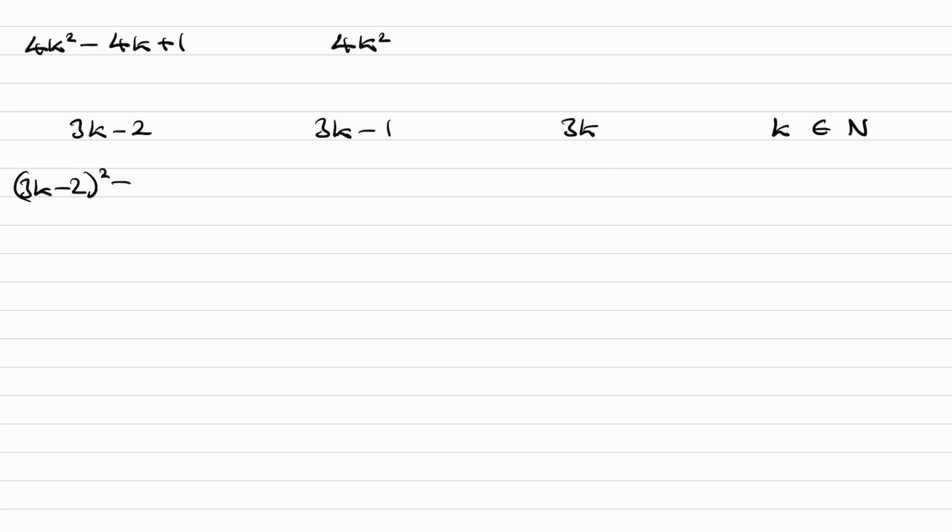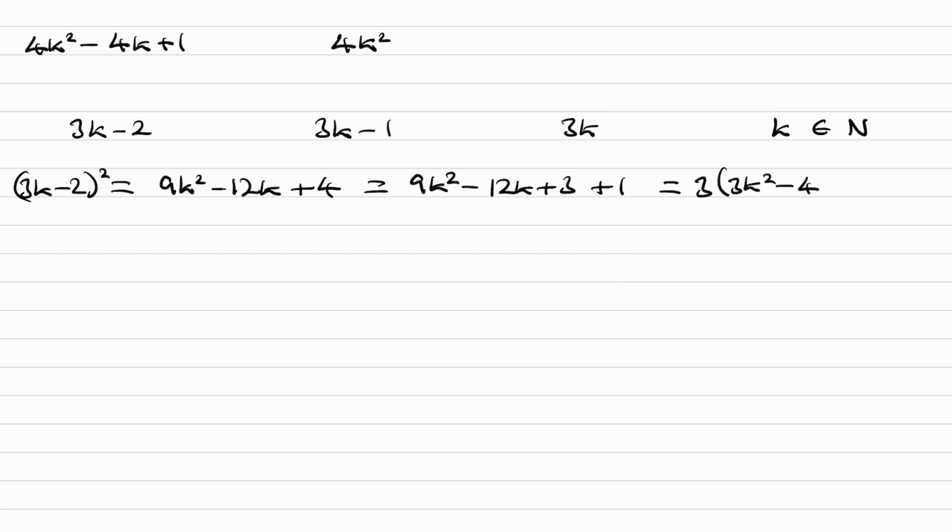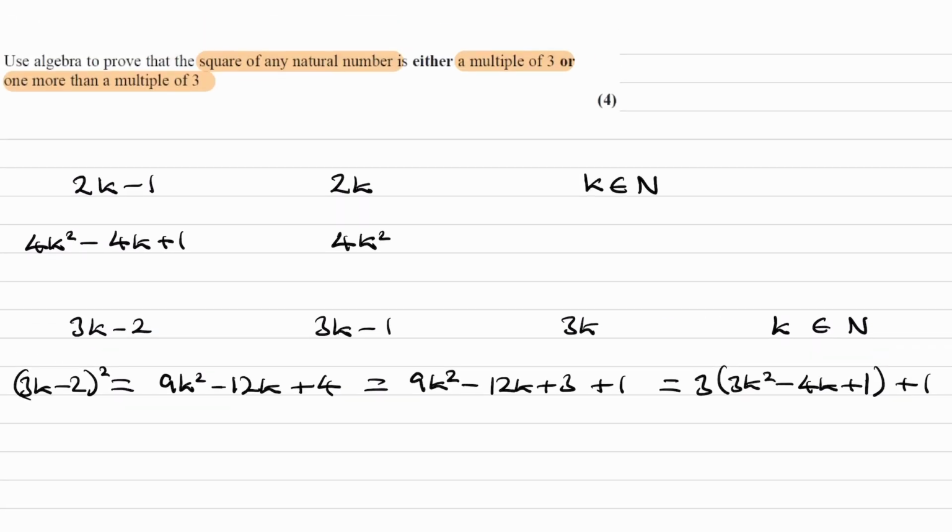3k minus 2 squared is equal to 9k squared minus 12k plus 4, which is the same thing as 9k squared minus 12k plus 3 plus 1. And then we can factorize out 3 from the first three terms: 3 times (3k squared minus 4k plus 1) in brackets, and then plus 1 at the end. That's a multiple of 3 plus 1. And that is one of the things that we wanted to show the square of any natural number would be, a multiple of 3 plus 1.